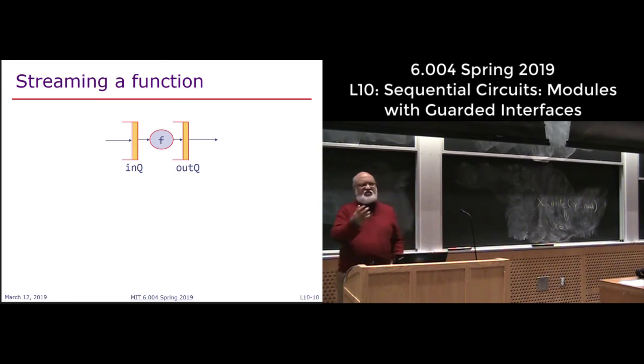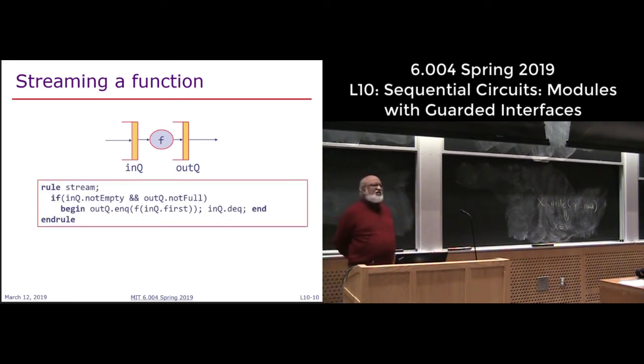Very useful function, you will use this construct very often. And it's fairly straightforward to write. So I write a rule here. I've named this rule stream. And now tell me, what is this condition saying? What is this if predicate? Under what condition can this computation go on?